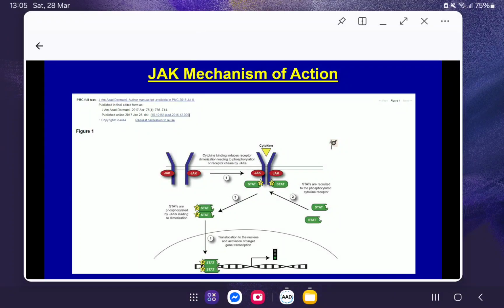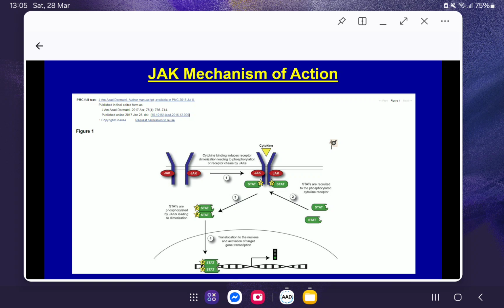This slide. And you may have seen this slide. And I love this slide, and I probably will always use this slide, because this is one of the first publications that was done in the Blue Journal back in 2017 when we were just jumping into the world of Janus kinase inhibition on how these therapies work.